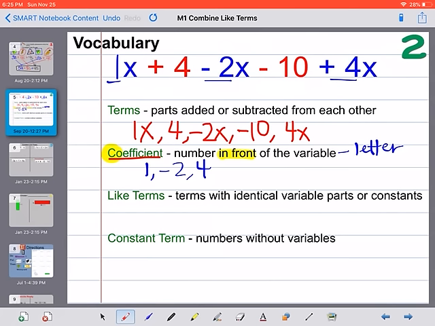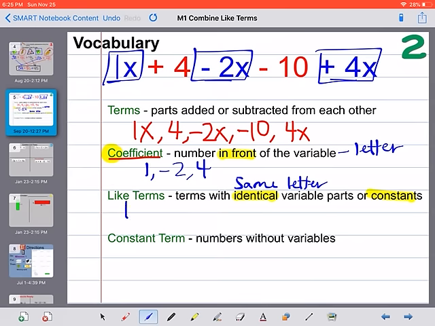So anything that has a letter, whatever number comes in front, that's your coefficient. Then we have like terms, terms with identical or the same variables or the same letter, or are constants. So I'm going to get to constants in a second. But first, terms that have the same letter, like 1x, negative 2x, and 4x. Those are like terms. I'm going to stop for a second and come back to this constant part because I'm going to explain what that is right here.